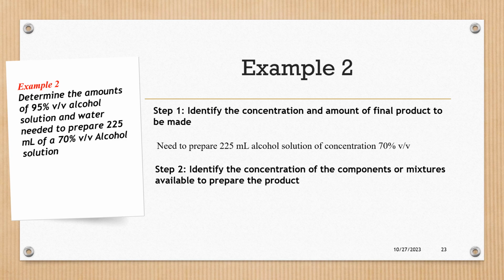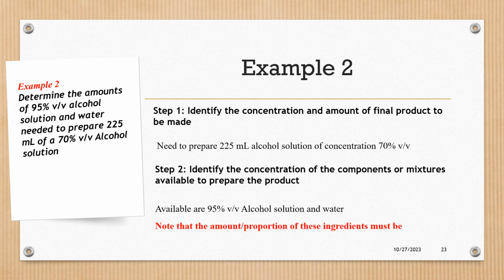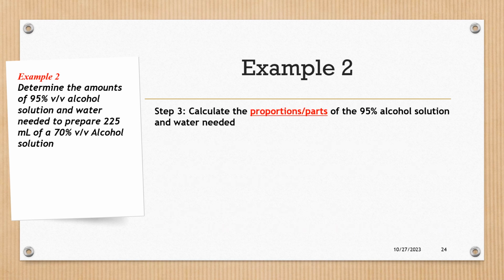The second thing is to identify what we have on hand. And what we have available is a 95% alcohol solution, and we also have water. Now, note that the amount or proportion of these ingredients, again, you must know what they are in order to be able to move on. Now, when you look at step 3 in terms of what we're going to be doing here, we'll calculate the proportion or parts of the alcohol solution and the water that we need.